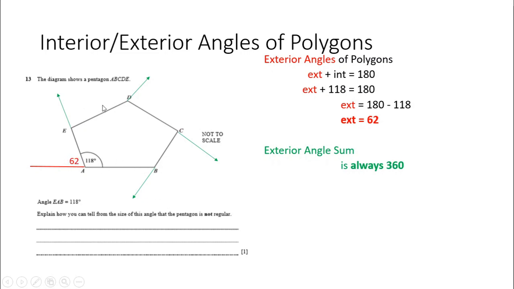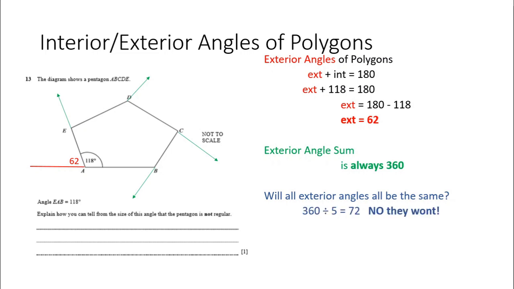So I know that these all need to add up to 360. Now, will the exterior angles all be the same? If I've got 5 exterior angles here and they need to add up to 360, I would do 360 divided by 5, and that's 72. So no, they won't all be the same because I already know this one is 62. So they can't all be 62. If they were all 62, that doesn't make 360. So no, this is not a regular pentagon.